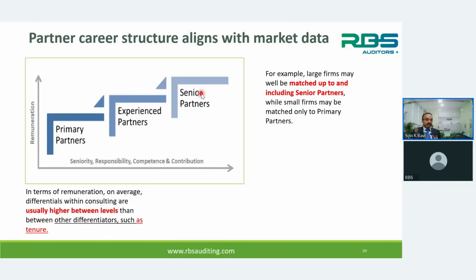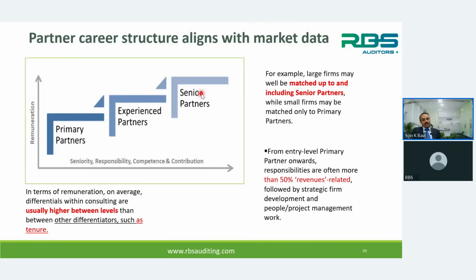Partner means anybody. It is like a director or managing director or vice president or CFO, whatever the level. The structure will change based on the responsibility. So one is seniority, responsibility, competence and contribution, and the second part is the remuneration part. At a senior level, the salary will be high. So that is one criterion. It's not based on the number of years of tenure they have worked.